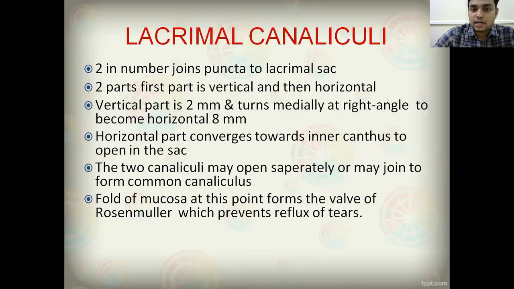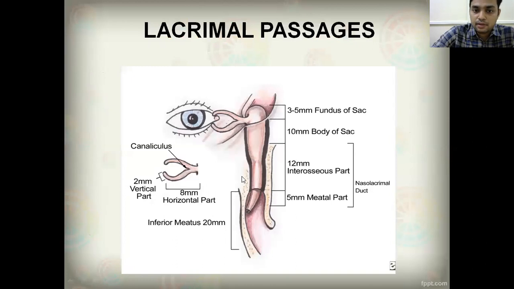Each has two parts, first a vertical part and then a horizontal part. In this picture you can see clearly: here we have the upper punctum and lower punctum, and here is the canaliculus. It has two parts. This is the vertical part, which is around 2 mm, and this is the horizontal part. These two parts are at right angles to each other. The vertical part is around 2 mm and the horizontal part is around 8 mm.